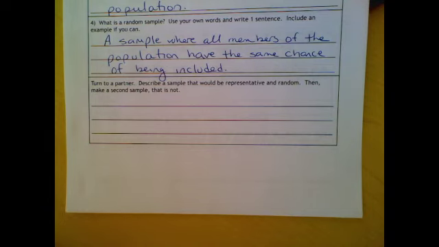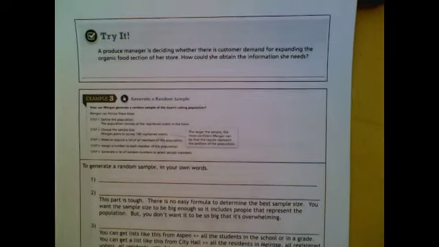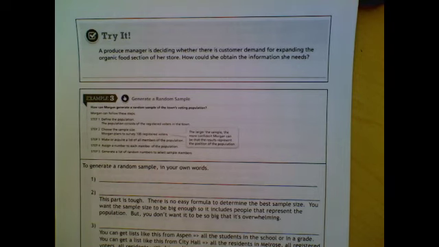Next, what I'd like you to do is to pause, and turn to a partner and describe a sample that would be representative and random, and then make a second sample that's not representative and not random. So hit the pause button, turn to your partner, describe a sample that's representative and random, and then another sample that is not. So hit the pause button now. All right, moving on to the next page.